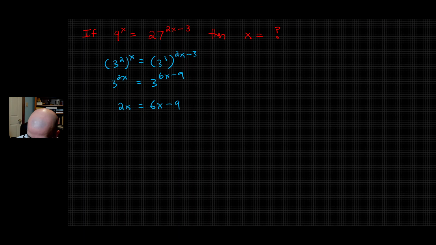I'm going to subtract 6x from both sides, so negative 4x is equal to negative 9. And then x is equal to 9 over 4, the negative signs cancel.